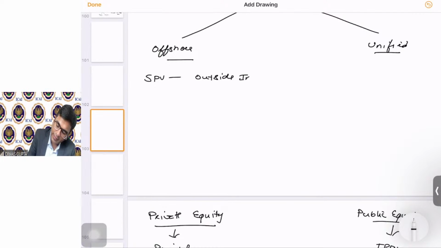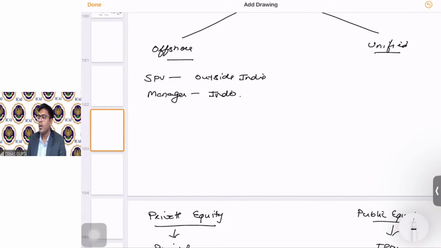is outside India, right? The SPV incorporated is outside India. It's not in India. But the manager, who is the investment manager, who is actually looking out for the different proposals to invest, is based out of India. And ultimately, the investment also happens in India. Clear? Offshore structure is clear. By offshore structure, we mean only the entity, or let's say the SPV, which is created. It's not created in India, it's created outside India.